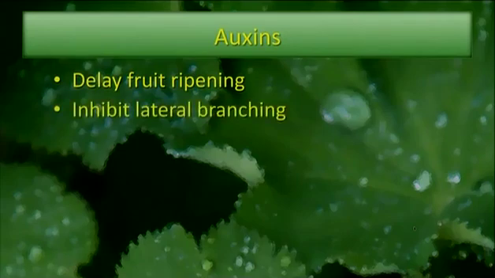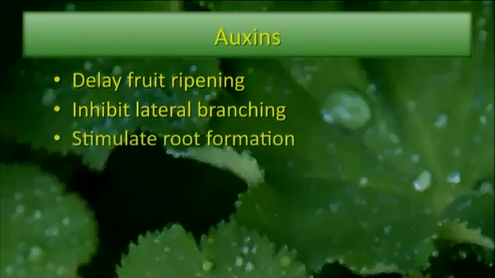It can inhibit lateral branching. This is something we talked about before. Remember when I had the plant and I said that you can cut off the tip and the side branches will come out? So auxins produced at the tip of the branch can actually inhibit the branching of lateral shoots.